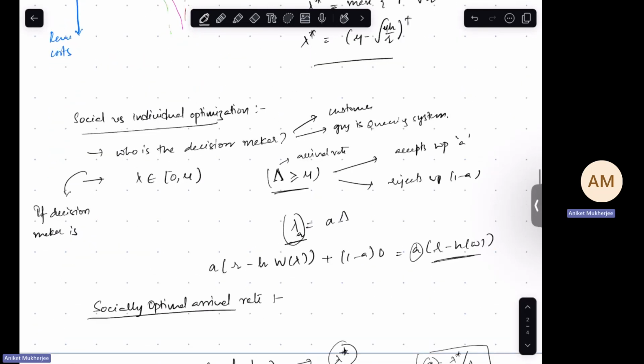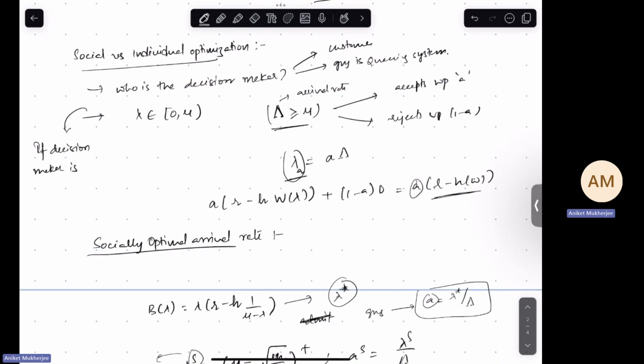Next, we saw something known as social versus individual optimization. Social optimization is where we didn't talk about who the decision maker is. Is it the customer who is the decision maker, or the guy who is running the queuing system? That was one question we answered. If the guy who is running the queuing system is the decision maker, then what we did till before this part makes sense.